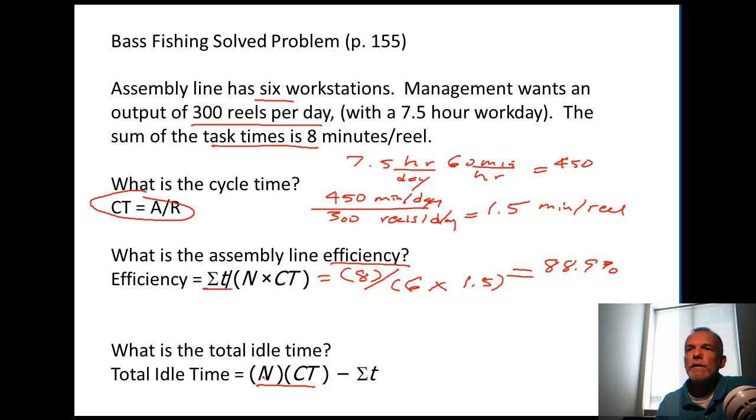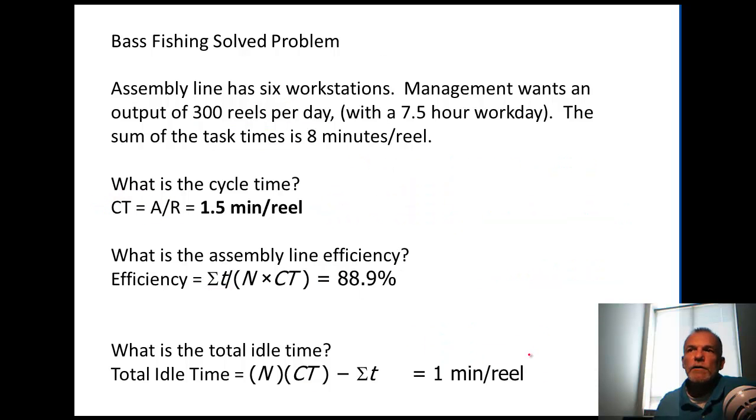Total idle time is N, the number of workstations, times the cycle time, minus the sum of the task times. So again we have 6 times 1.5 minus 8. That would give us 1 minute per reel of idle time. Okay, let's go to the next page. That just shows the answers to what we just solved.